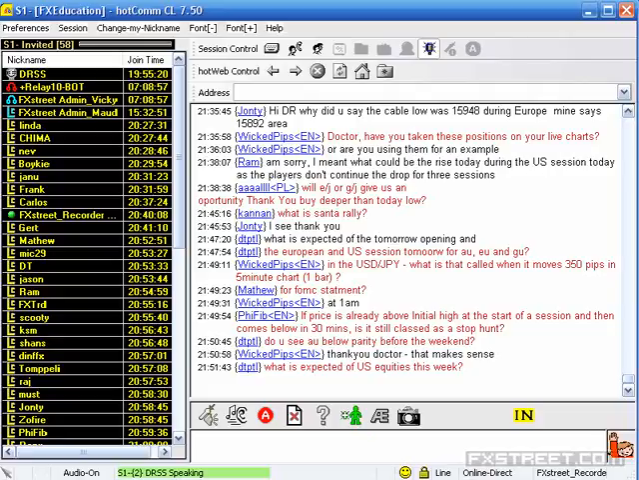Then Phil Fib. If price is already above the initial high at the start of the session and then comes below in 30 minutes, it is still classed as a stop, and yeah, obviously.